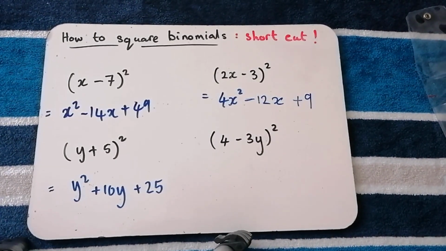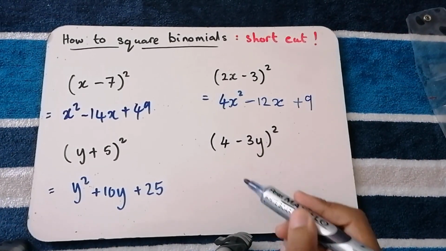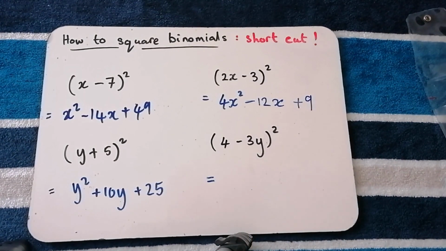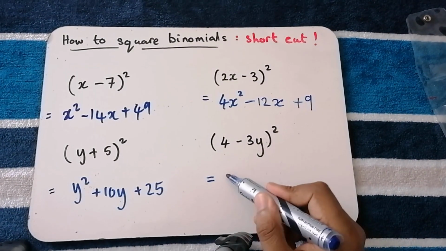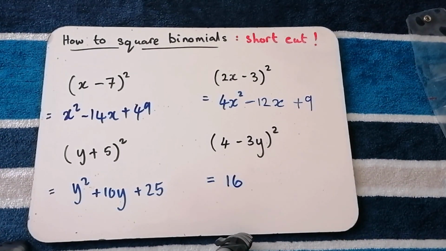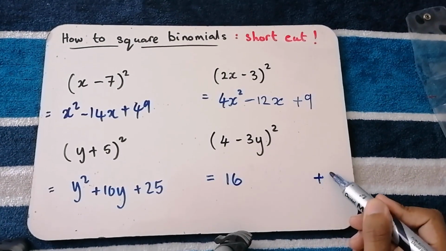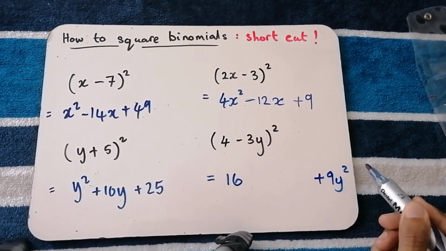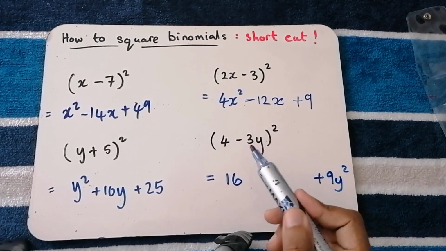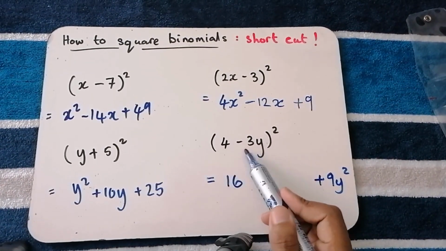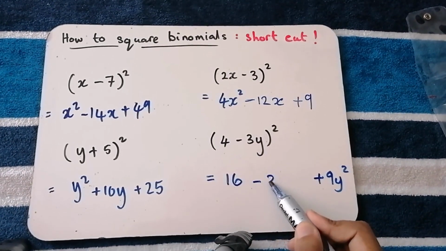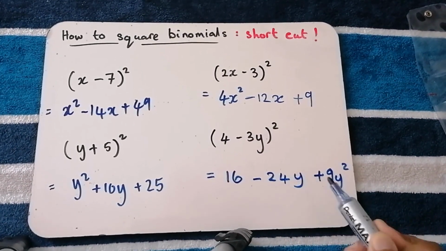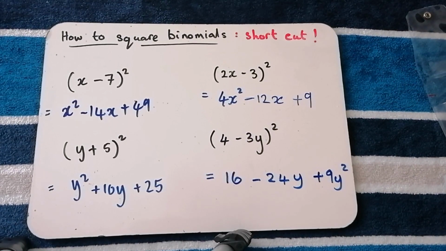Cool. Last one. Here we have 4 minus 3y, and that's being squared. So we square the 4, we square the 3y, so it's 9y squared. Lastly, we're going to double the product. The product is 12y, double that is negative 24y. That's how you do it. Easy peasy.